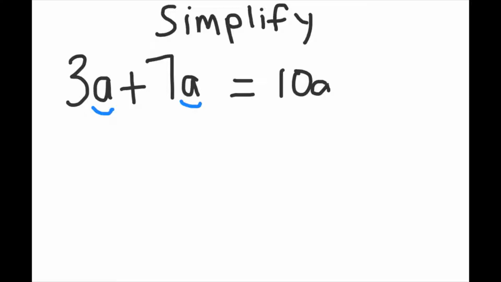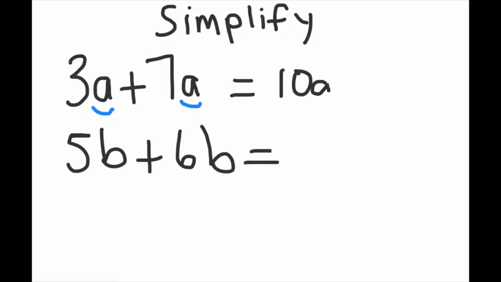So 3a plus 7a, ask yourself what is 3 chocolates plus 7 chocolates? That's 10 chocolates. 3 apples plus 7 apples, that's 10 apples. So all of these you can do like this. Let's do another example. Here's 5b plus 6b. Let's treat it as bananas. 5 bananas plus 6 bananas. Answer is 11 bananas. So you can only do this if the base is the same.